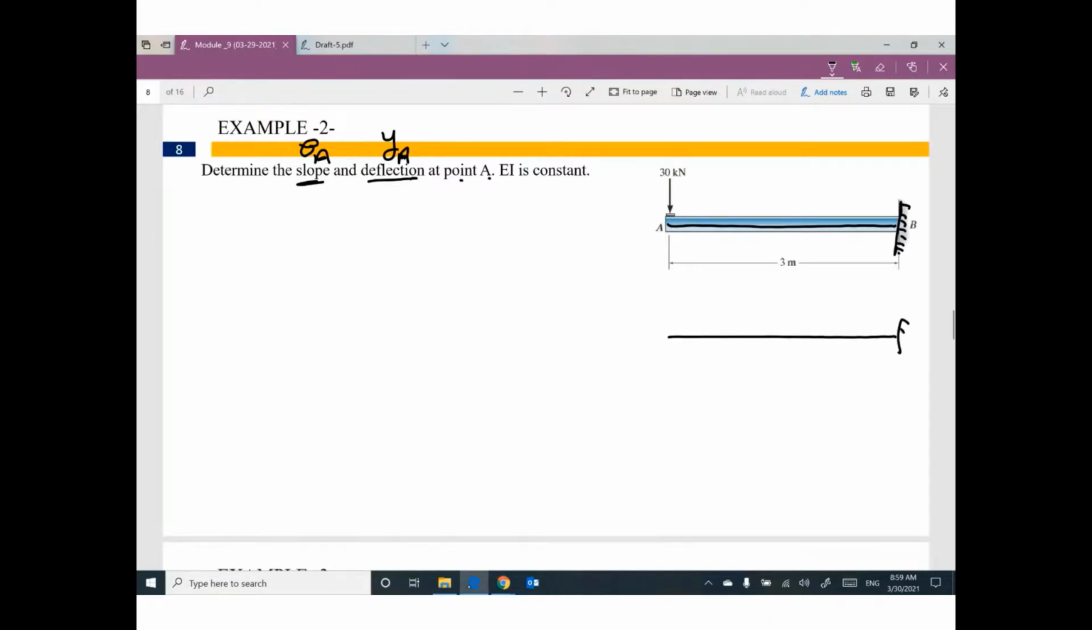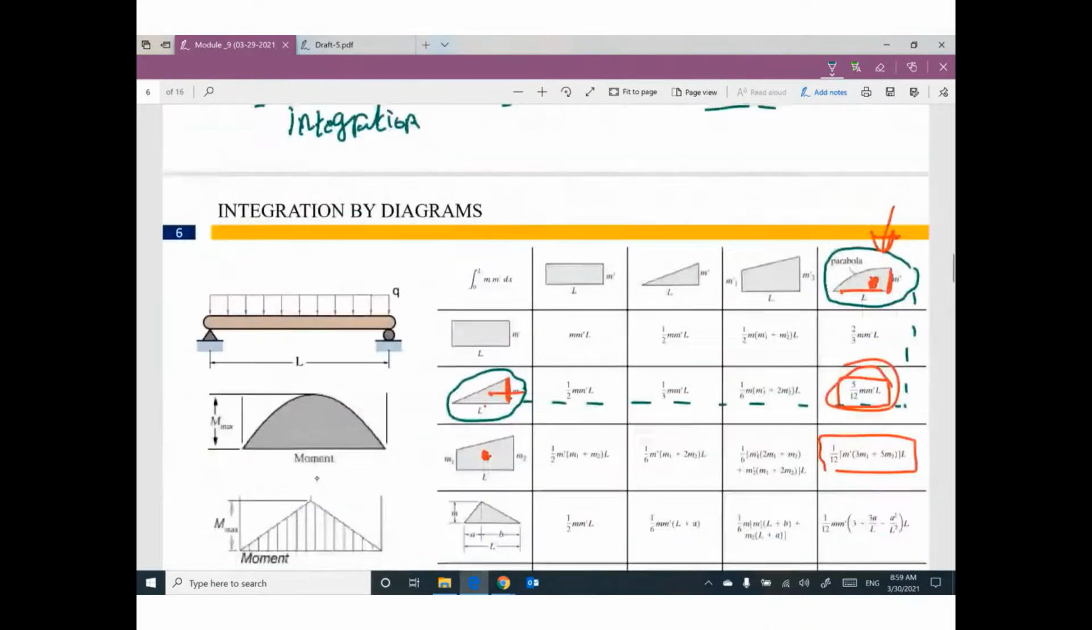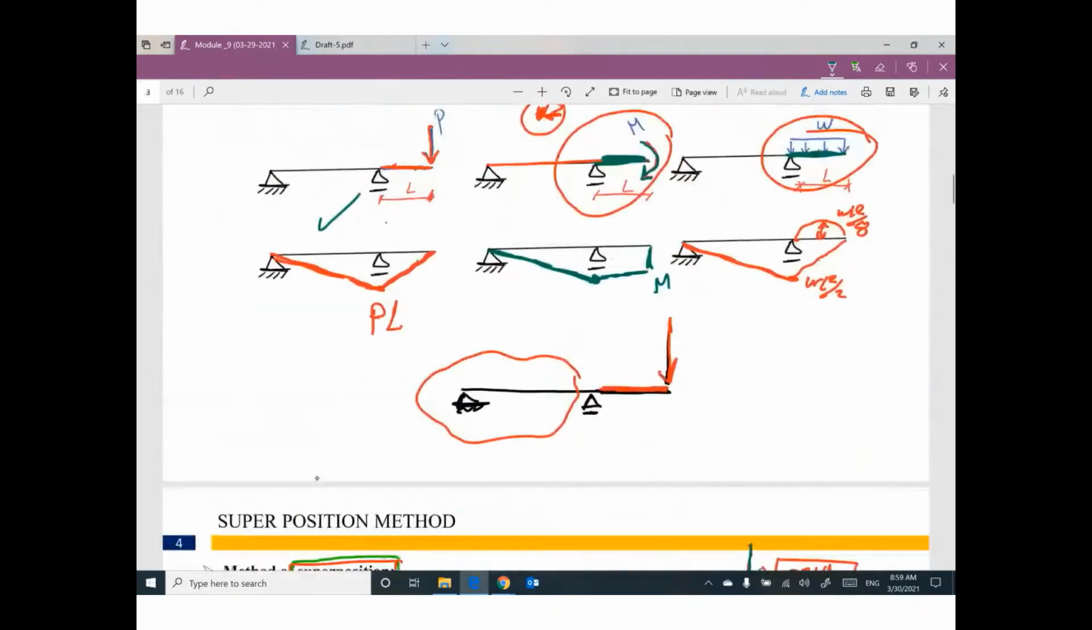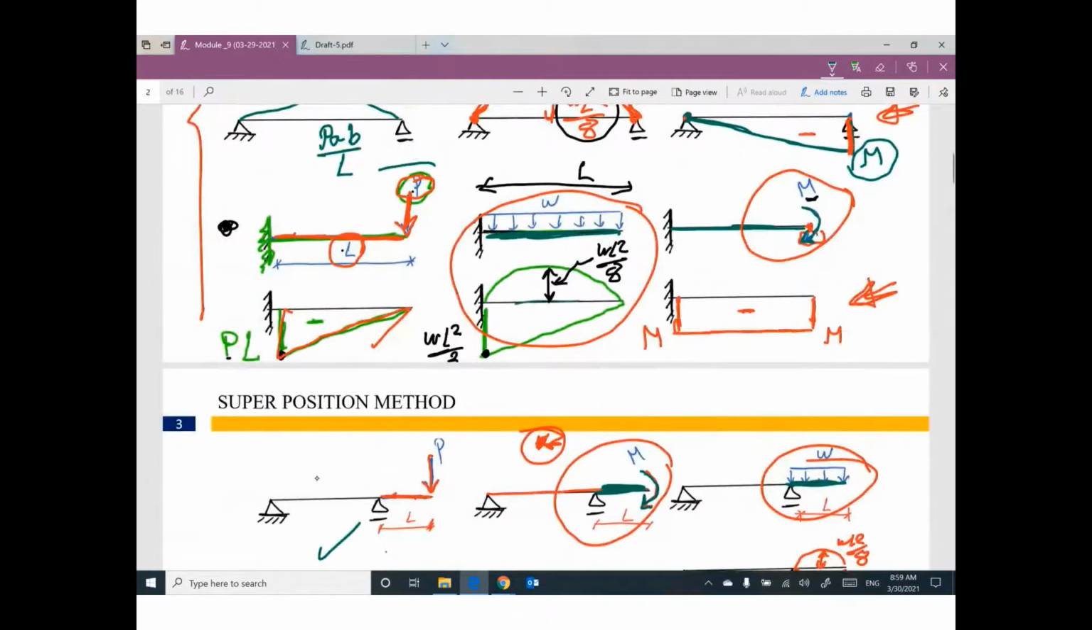Can you tell me what is the bending moment diagram due to the given load? Yes, I can. I believe this moment will be like this. This value will be P times L, which is 90, negative. This case looks like this case.